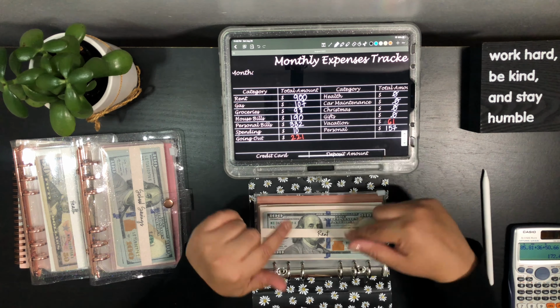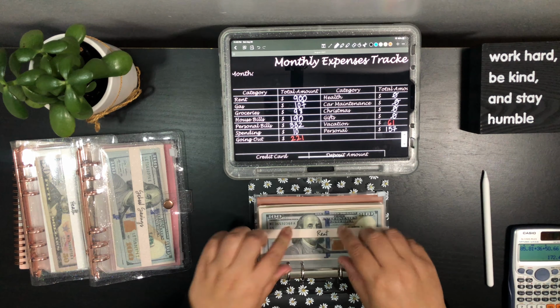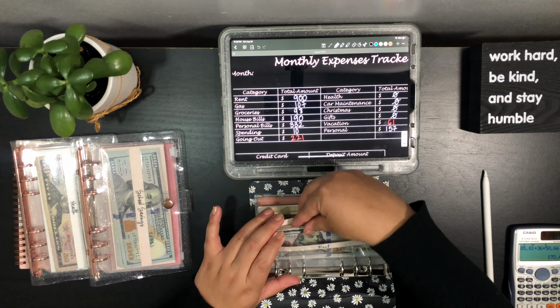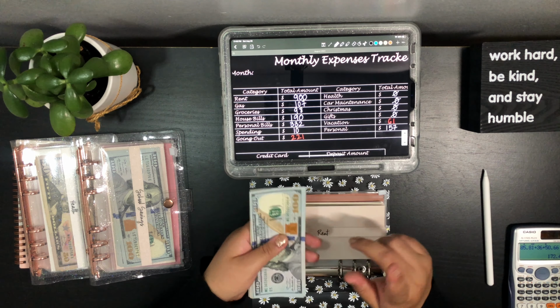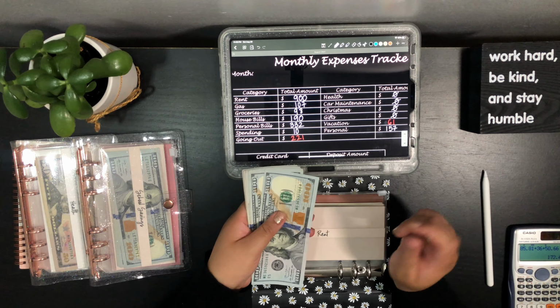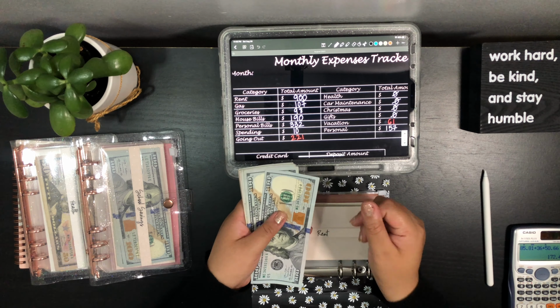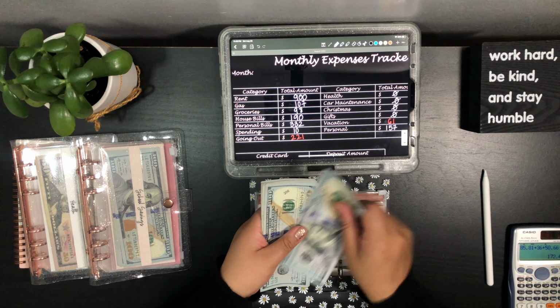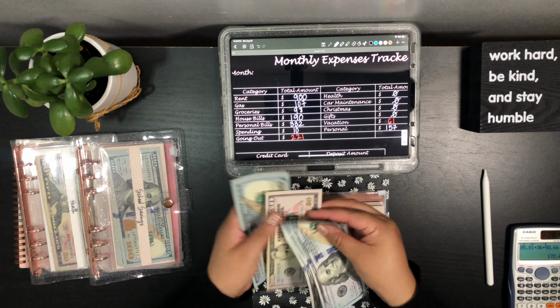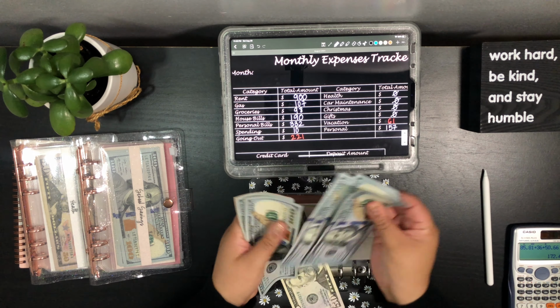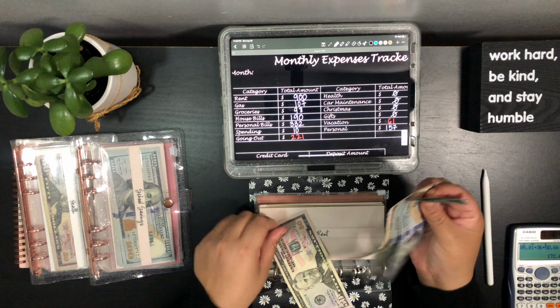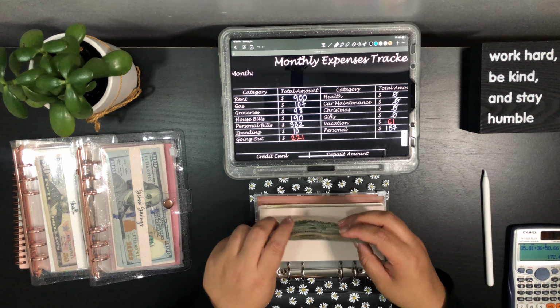Now the last one that I need to take out of is the rent envelope. So let's go ahead and just count and make sure it's 900. I mean, there should be 900 in here. Let's just double check. So that's 1, 2, 3, 4, 5, 6, 7, 8, 59, 900.